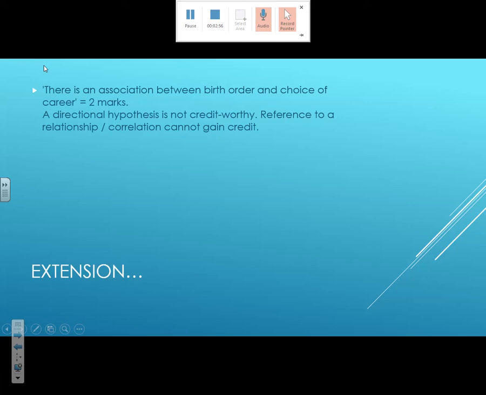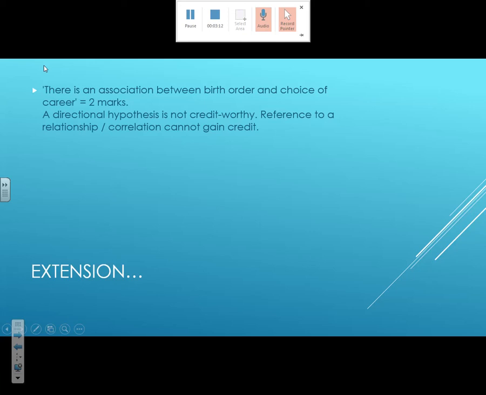However, just be aware that you can also say there is an association. So we're not looking for a relationship, but we are looking for an association between birth order and choice of career. And just bear in mind, directional hypothesis is not credit-worthy, and a reference to a relationship is not credit-worthy either.